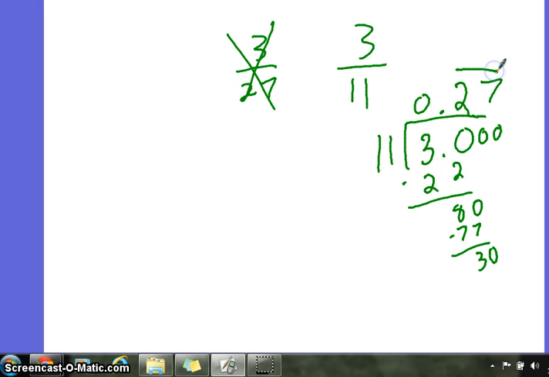Your repetend goes over both of them then. So it would be 0.27, 27, 27, forever. That's how I wrote it, with the repetend. If I were to round it, it depends on what you're asking me. If we're rounding to the nearest hundredth, it's going to be 0.27 because the next number is a 2. To the nearest thousandth it's going to be 0.273 because the fourth number is a 7. It depends on what it's asking you.